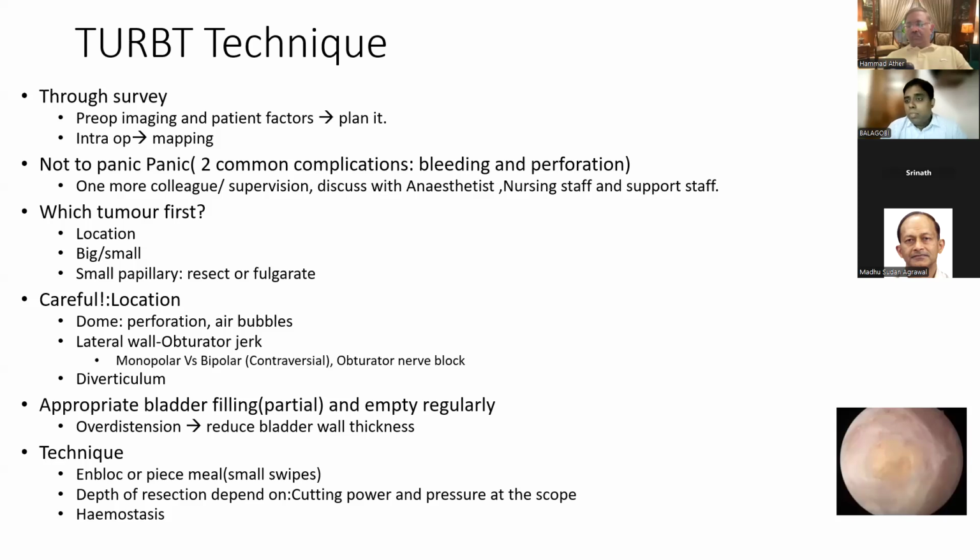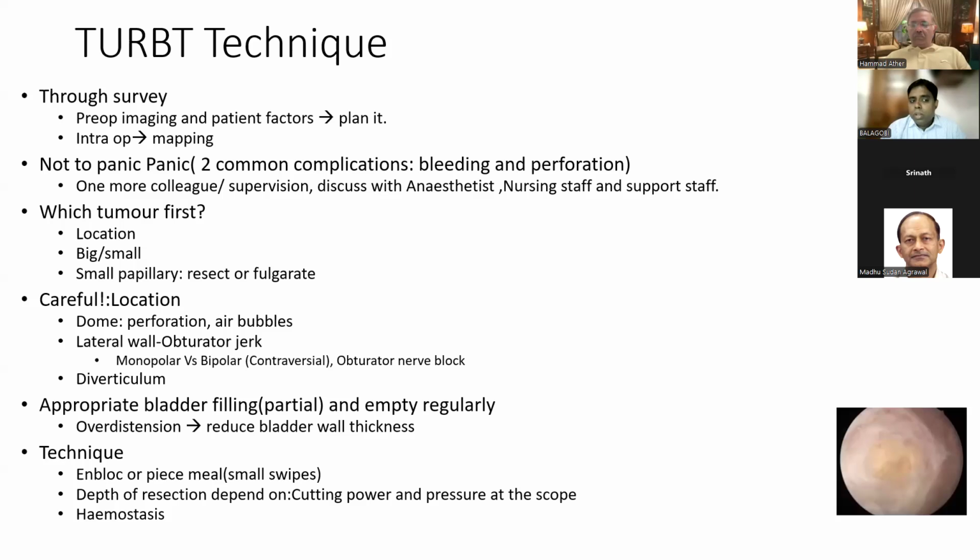So whether you will start with a big tumor or small tumor, I again prefer to start with the small tumor, clear, then go to the big tumor. And are you going to resect all the small tumors, or are you going to fulgurate the tiny ones? Whether you are going to use monopolar or bipolar is controversial. People say it is not much different, but that's again a discussion.